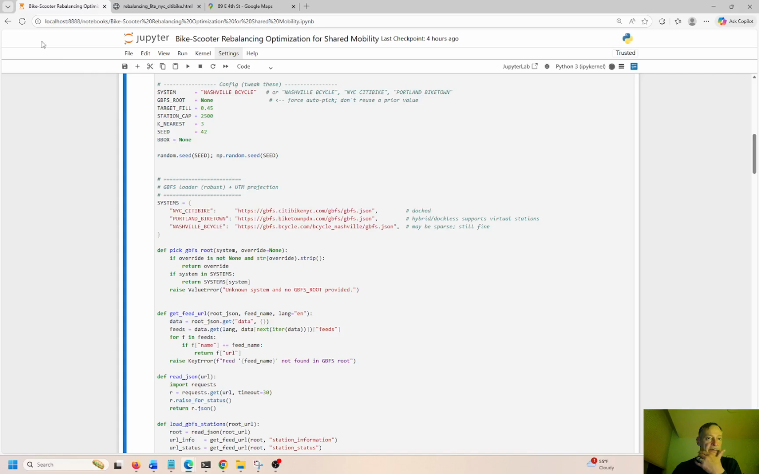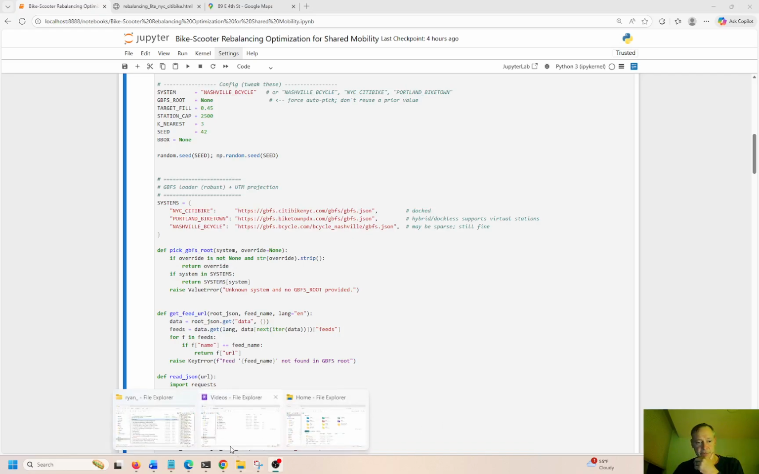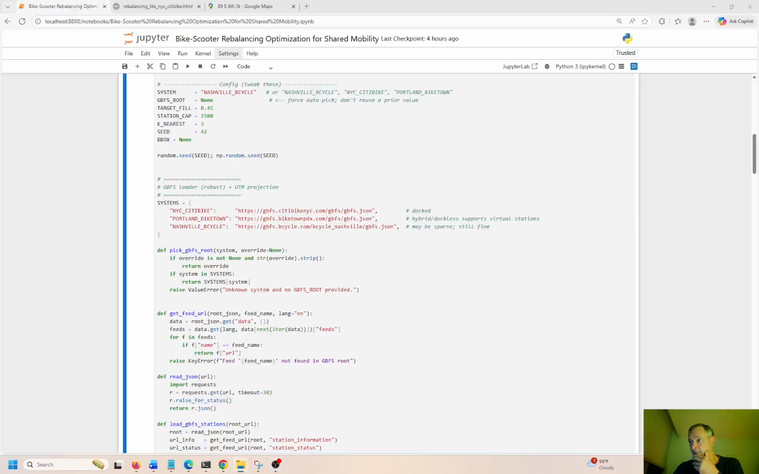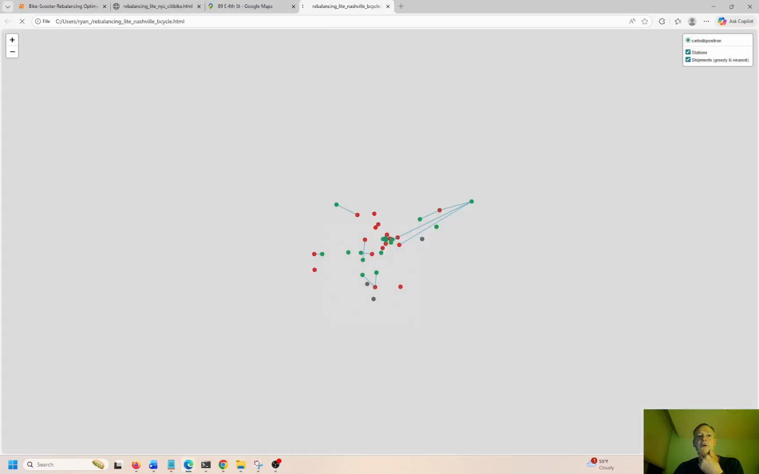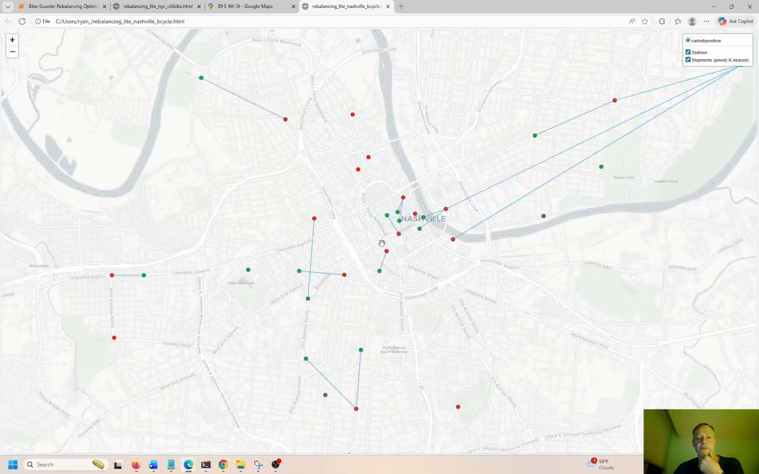Control Enter to run. You can see the hourglass in the upper left-hand corner. This is pretty fast now because we are not doing the massive New York City market at this point. So let me open this file, look where it goes down here to my default drive. So this is Nashville, open Nashville. Okay, I worked here for a while. This is definitely the map of Nashville.